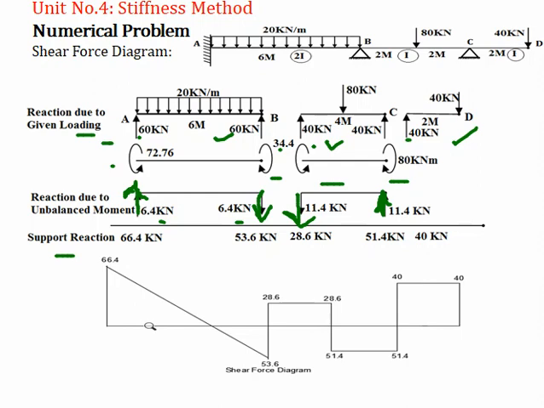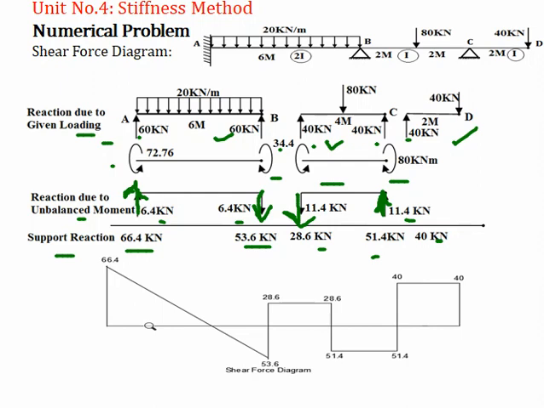So reaction due to the loading and reaction due to the unbalanced moment, you have to add that. So first is plus 60 plus 6.4, you have 66.4 kilonewton. Then plus 60 and minus 6.4 kilonewton, having 53.6 kilonewton in upward direction. Plus 40 minus 11.4, it becomes plus 28.6 kilonewton. Then next one, plus 40 and plus 11.4, it becomes 51.4 kilonewton. Okay, and last reaction as it is, 40 kilonewton.